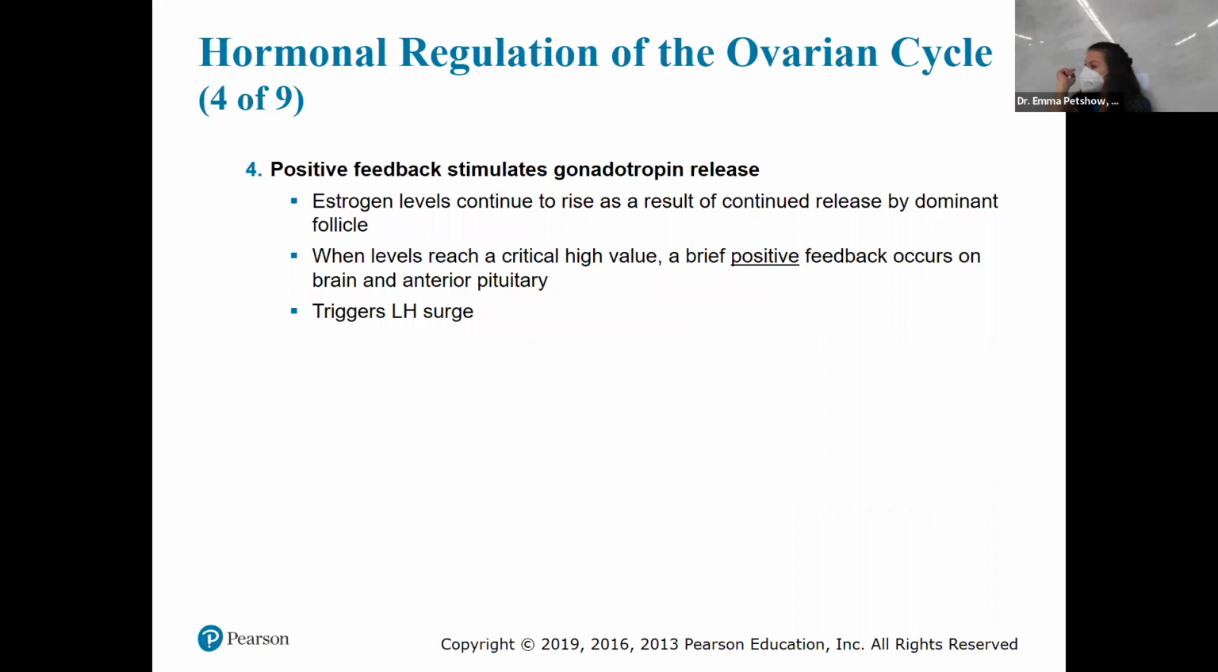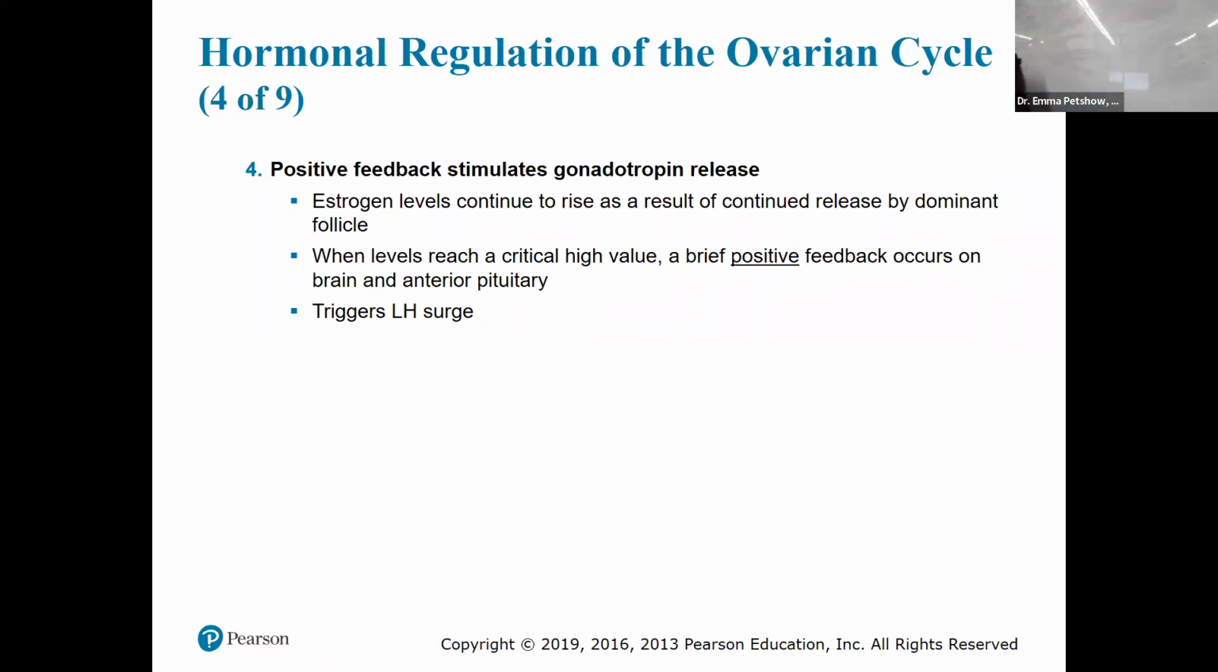There is some positive feedback though in this cycle, which is important to note because it's different than typically in the body. We like negative feedback. There's not a lot of areas of positive feedback. Estrogen levels locally will rise as a result of continued release by dominant follicles. This is a positive feedback loop. When levels reach a critical high value, there's a brief positive feedback loop that occurs in the brain and the anterior pituitary, which triggers the LH surge.